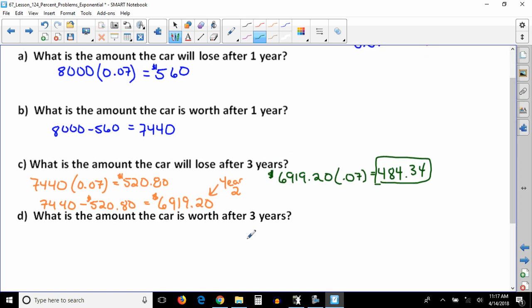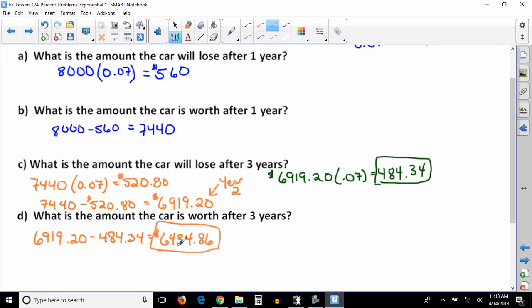Now, the amount that the car is worth after 3 years, you all have to take the $6,919.20 and subtract the $484.34. So if I take $6,919.20 minus $484.34, the value of the car after 3 years is $6,434.86. So that is your answer for that one.